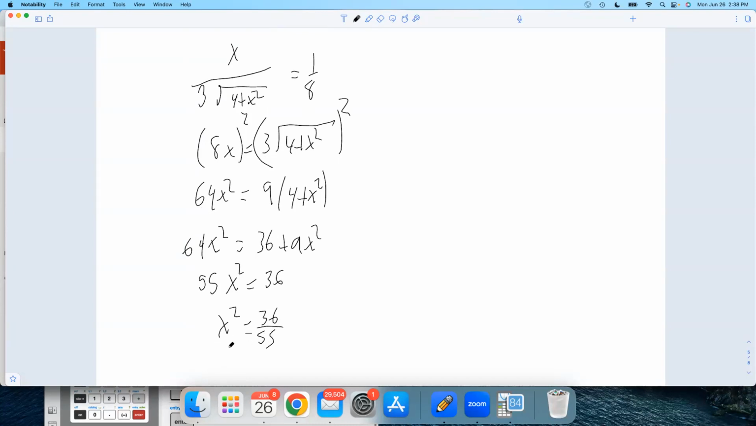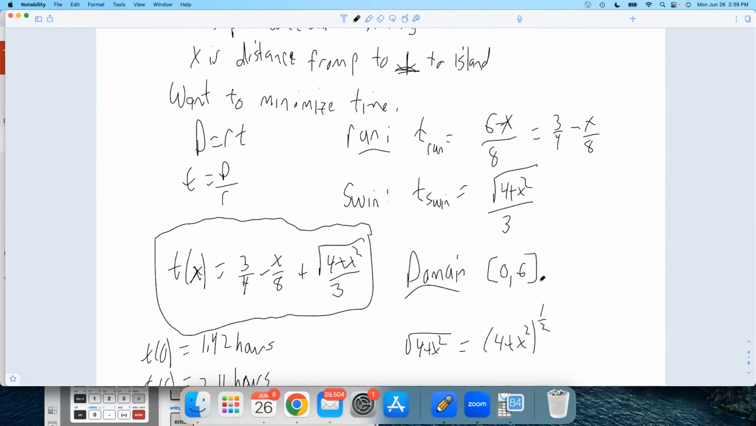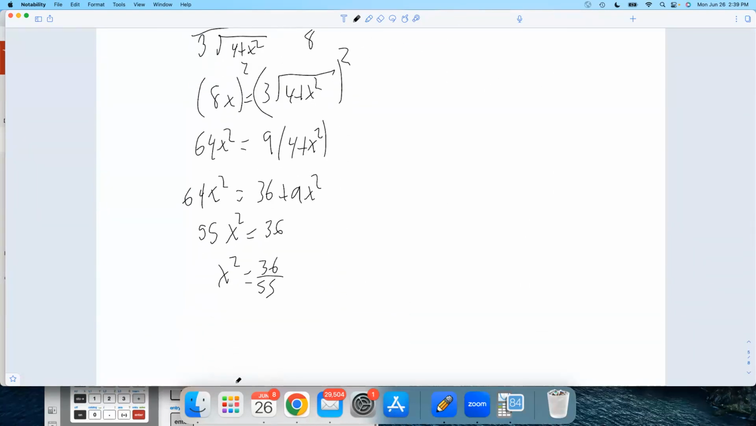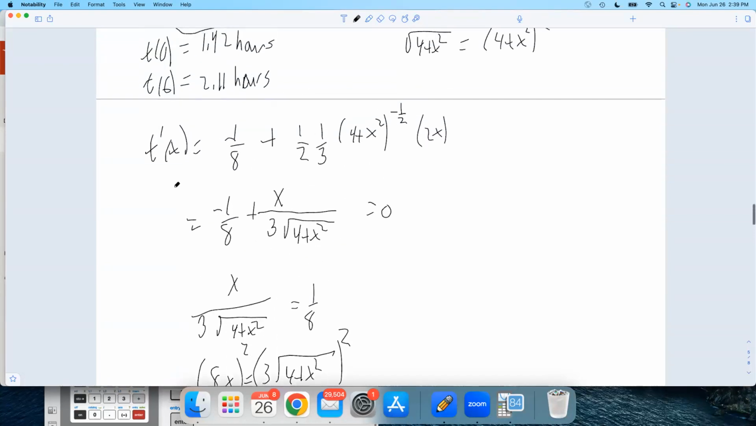Take the square root of both sides. Remember, x can't be negative. We already established our domain is from 0 to 6, so I don't have to worry about the plus or minus. X will be 6 over square root of 55. So I did square root of the top and the bottom. And that's in miles. Okay, so now I'm going to plug that back into the original function. Don't plug that in the derivative. You can go through the math if you want. If you plug in that number in here, you're going to get 0 because that's the work we just did.